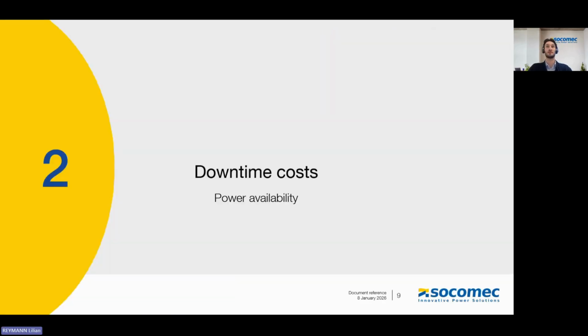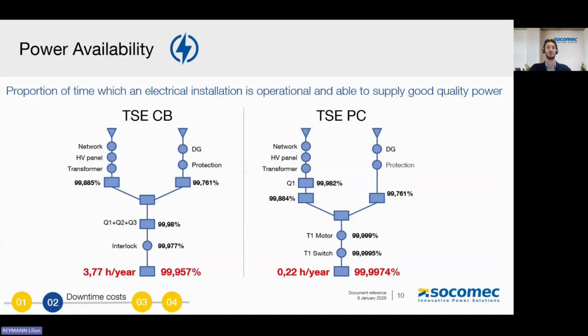Second part, the downtime costs. We will see the power availability. So power availability is the proportion of time in which an electrical installation is operational and able to supply good quality power. You will see on these diagrams the availability of every circuit and apparatus depending on the transfer switch equipment technology. If we calculate the total availability of each device on this design, it gives us the times when the loads are not supplied every year.